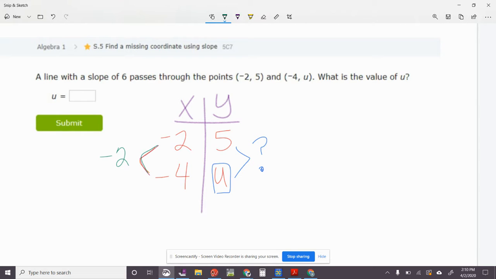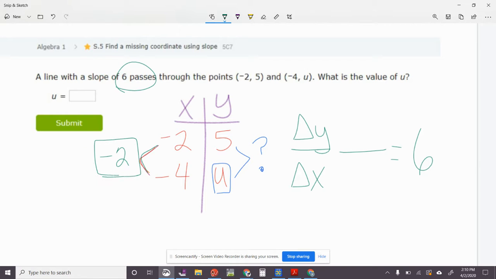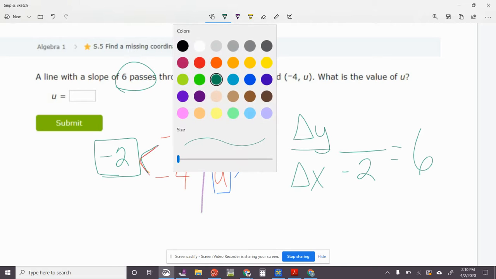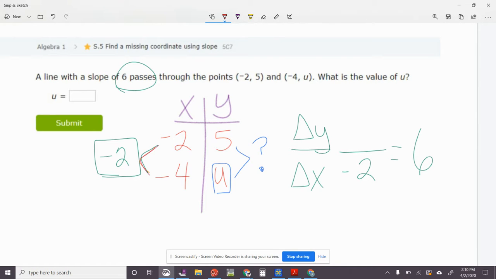So then I'm going to go back to what I know about the relationship of slope. Slope is the relationship of the change in y compared to the change in x. So I'm going to put in the values that I already know, and I know that it equals 6. How do I know it equals 6? Because right here in the problem it told me it equaled 6. I know that my change in y is what I'm trying to figure out, and I know that my change in x is -2. So now all I have to think to myself is, what do I divide by -2 to get 6? And that's a pretty simple problem.